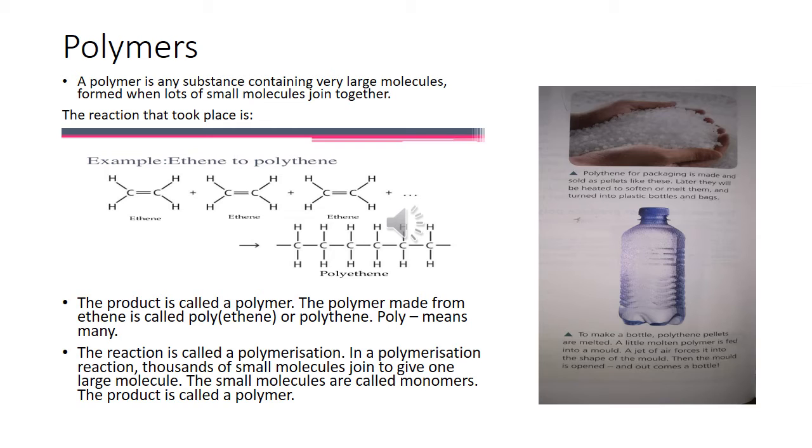To make a bottle, polythene pellets are melted first. A little molten polymer is fed into a mold to get the desired shape. A jet of air forces it into the shape of the mold. Then the mold is opened and out comes a plastic bottle.